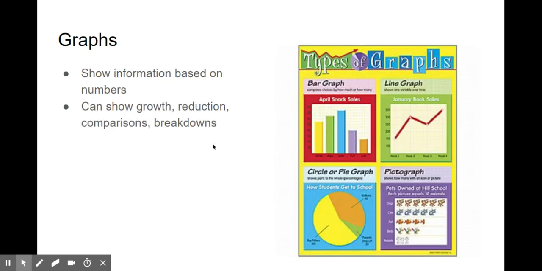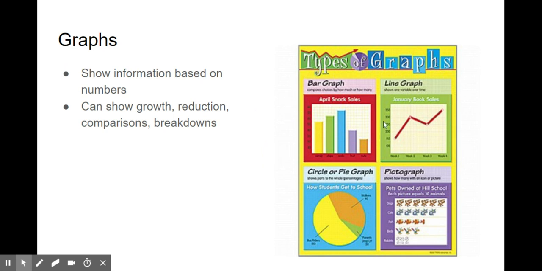This one should be review to you, I hope. So we got graphs. They show information based on numbers. Graphs can do a whole lot of different things. They can show growth. They can show reduction. So they can show a lessening of something. They can compare multiple things, or they could show how something breaks down. And usually we see one of 4 types.